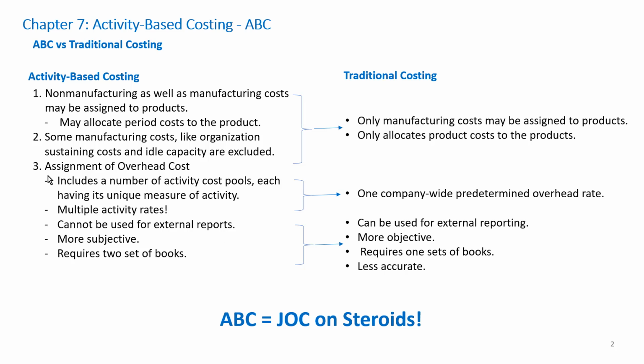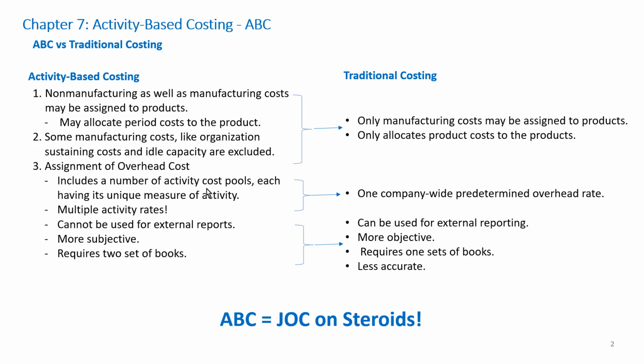Third, the biggest difference between activity-based costing and traditional costing is the assignment of overhead costs. As you know, under traditional costing, overhead costs are assigned to products using a plant-wide predetermined overhead rate. Under ABC, costs are assigned to activity pools, and separate rates are calculated for each activity. In ABC, numerous overhead cost pools are used, each of which is allocated to products and other cost objects using its own unique measure of activity.